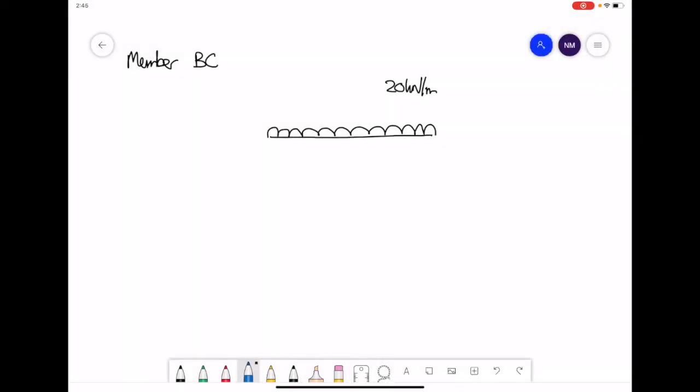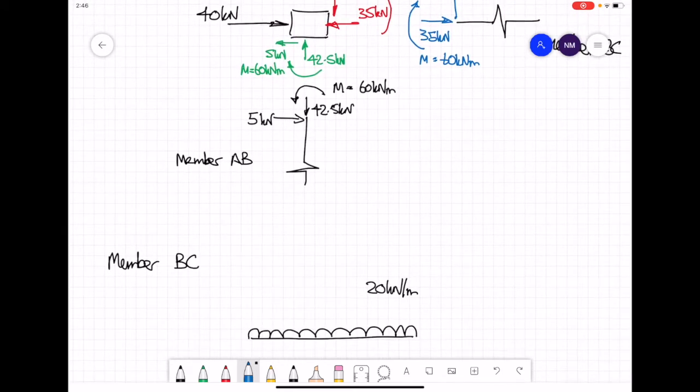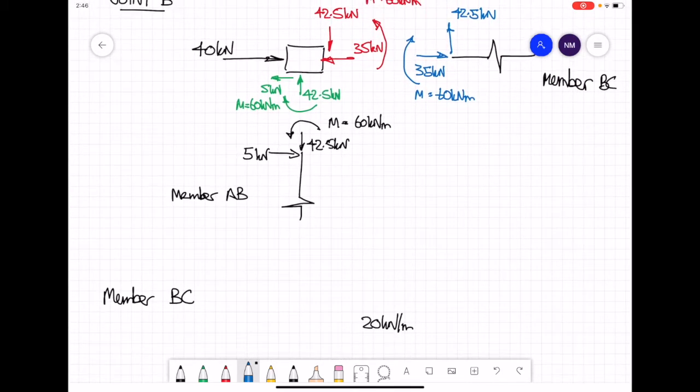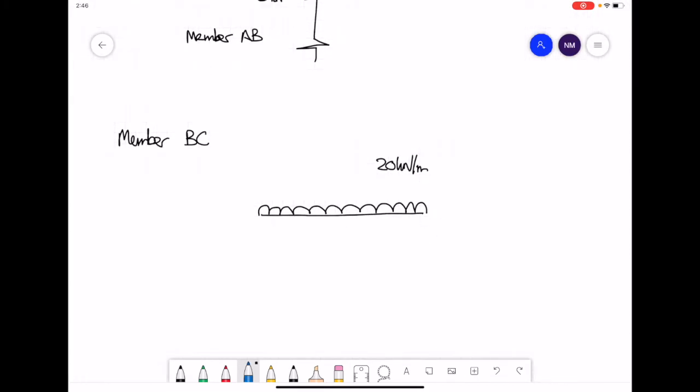Now when we're looking at the next member, member BC, 6 meters long, 20 kilonewtons per meter. The force condition we have on the left hand side of the beam, in blue, is taken from joint B. So we would have a 35 kilonewton force going to the right.